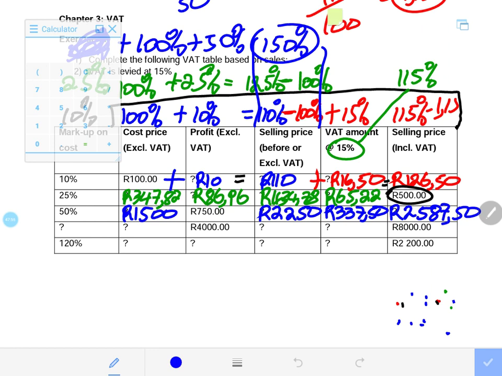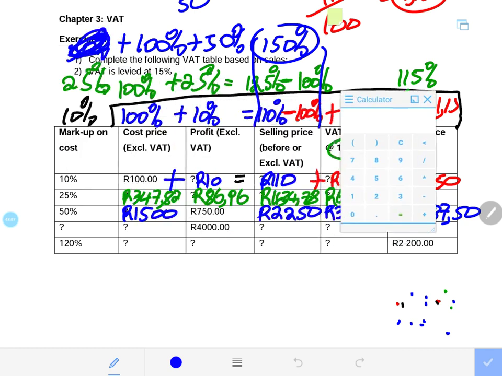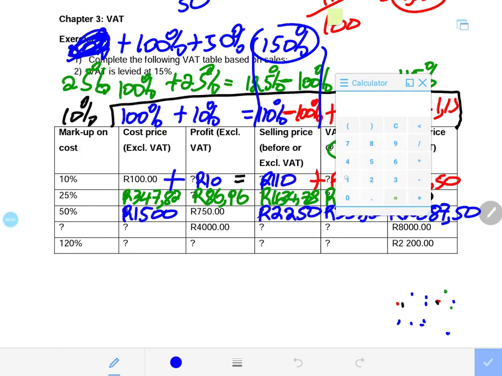So if we did not have the 10% in here, and we had the 10 rand being the profit, calculated from the cost price of 100 rand, it will be 10 rand divided by 100 rand, which is the cost price, times 100. That will give you 10%. So if we can get to this and to this, we will know the markup percentage in there.